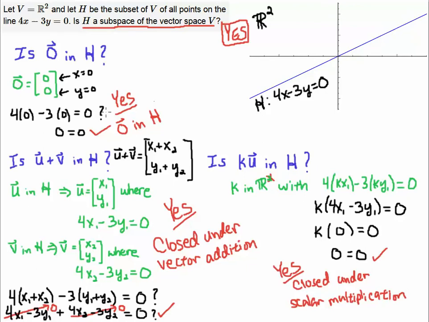So let's see here. 0 is in the set. The set is what we call closed under vector addition. That means if u is in the set and v is in the set, then u plus v is in the set. It is closed under scalar multiplication. That means if u is in the set H, then k times u is in the set H, where k is just some number. And that means that H is a subspace of the vector space V. Yes, so this line here is a subspace of the space R2.